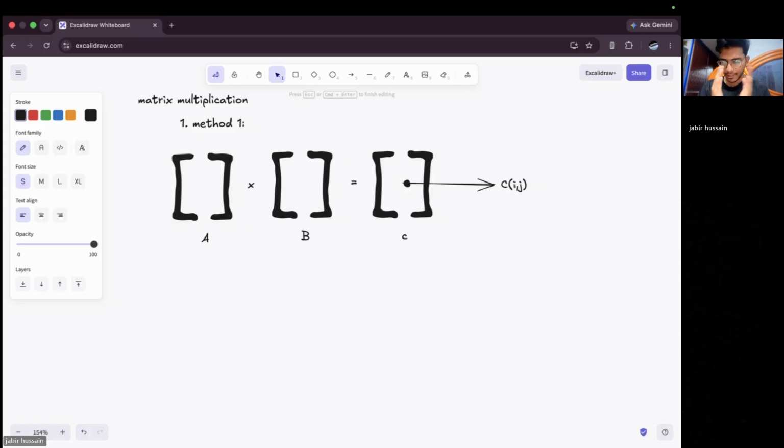Can I write? I want you to cross verify this thing, that C of i comma j is equal to row of A at i, the ith row in matrix A, doing a cross product with the column of B at j. Can I write that?